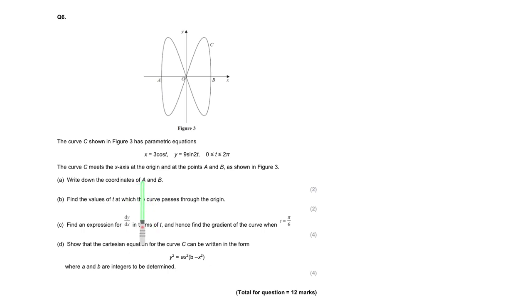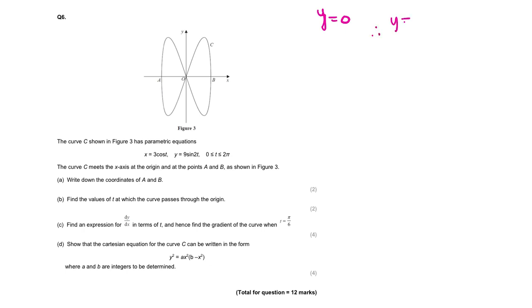First of all, let's go back to basics. What do we know about the coordinates A and B? They are on the x-axis. If something is on the x-axis, what does that mean? y equals 0. Do we have an equation anywhere that says y equals? We do.